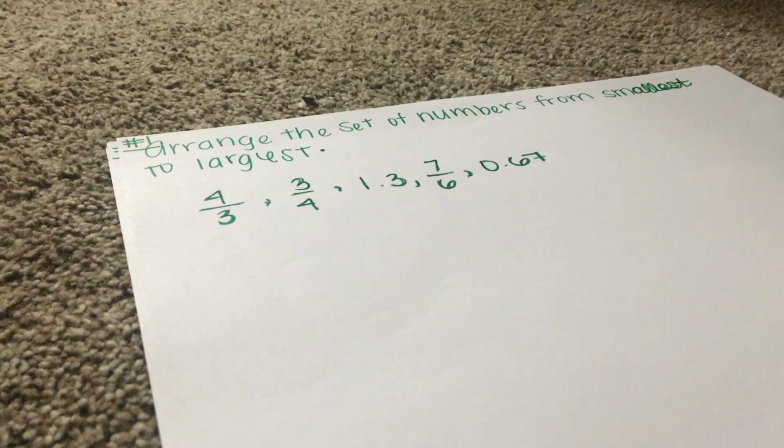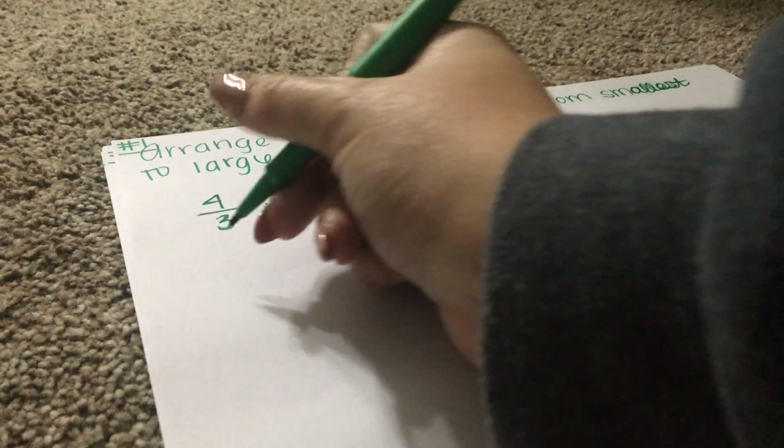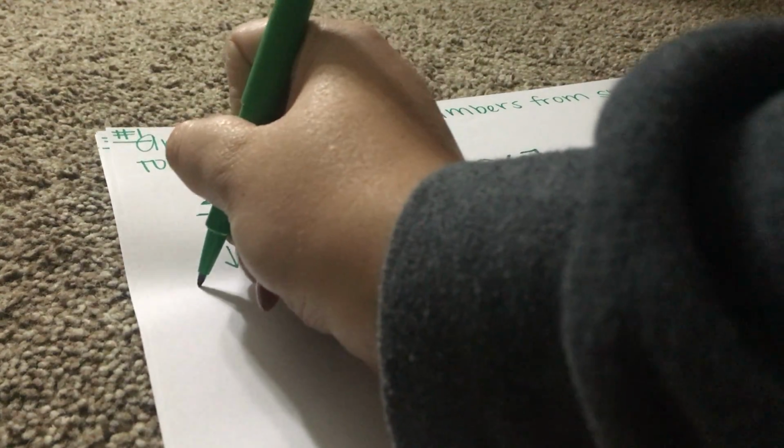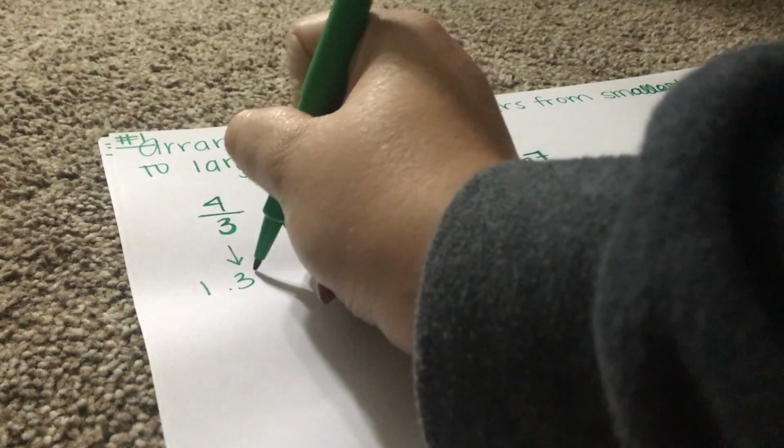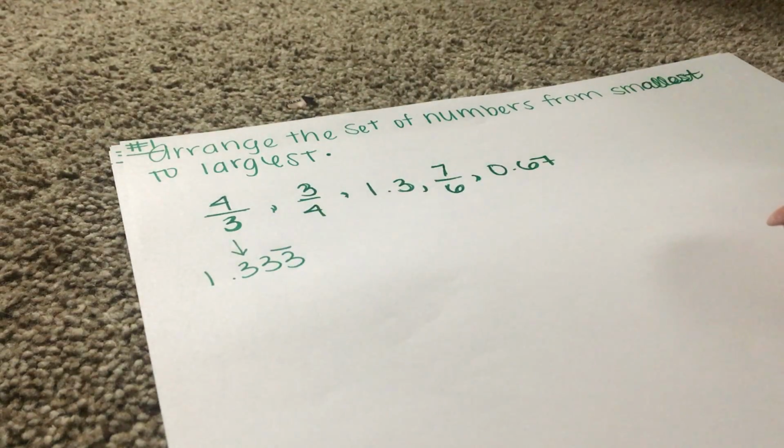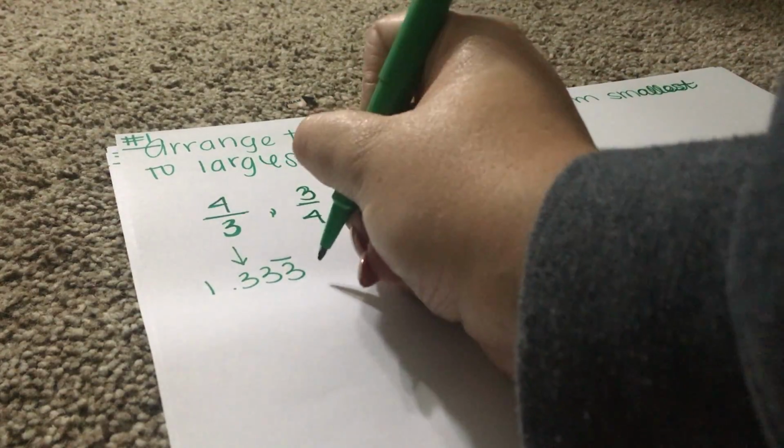Now we have two options. We can either change all of the numbers into fractions or change all of the numbers into decimals. For myself, I will begin by changing every number into decimals. So 4/3 turns into 1.333. This number repeats, so you put a little line above it to indicate that.